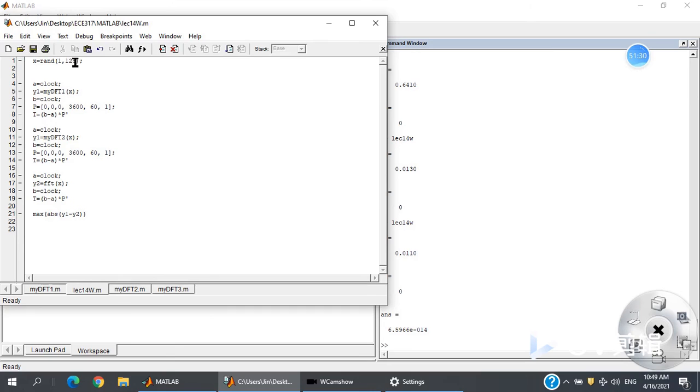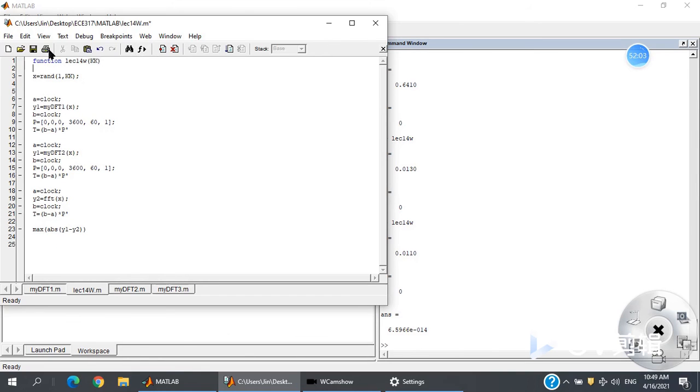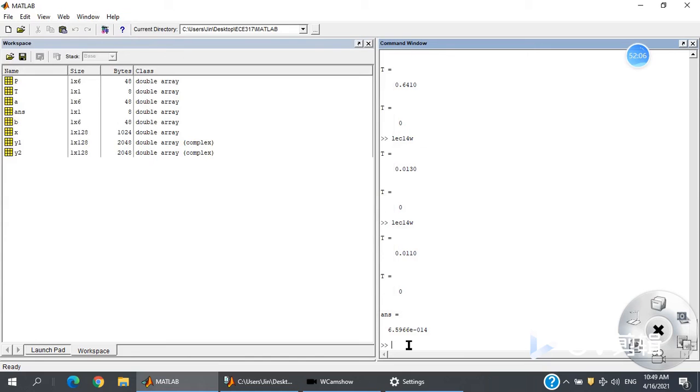Okay, and here I can also give a function. This is lecture 14W. I don't want the output, just the input KK. What is KK? I'll put KK here. KK should be an integer. Alright, okay. Let's run it again. I give a 64. What will happen?